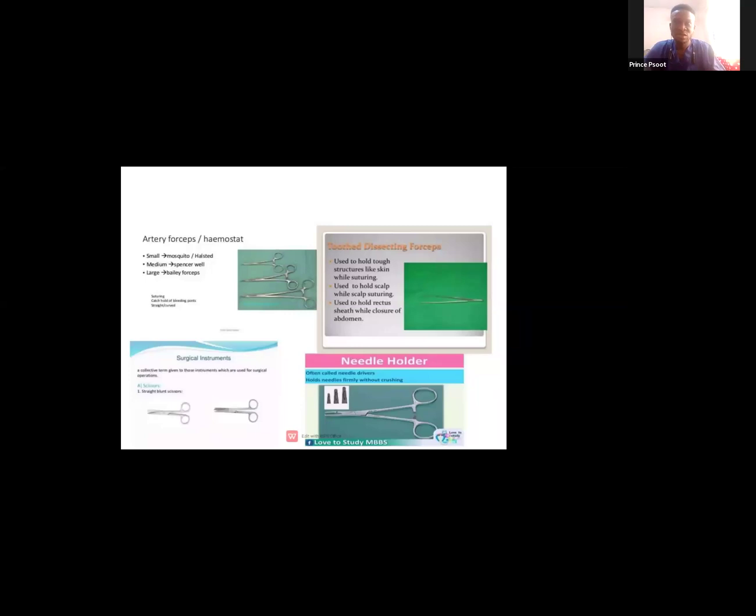So here we have the actual forceps, which some other people call hemostat. So they are used to clip. Some call them mosquito artery. We have mosquito forceps that are very small. We have big artery forceps, which just clamp blood vessels and are used during wound dressing as well.